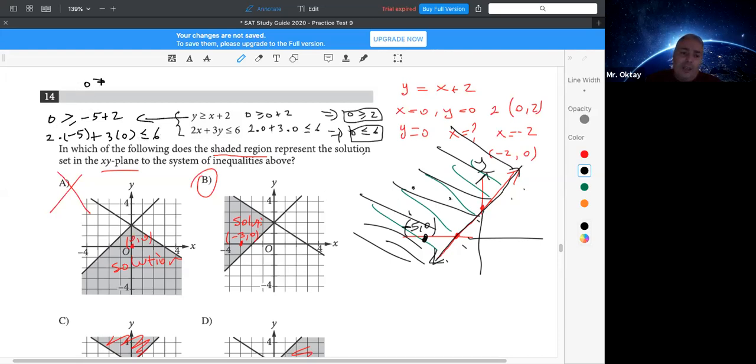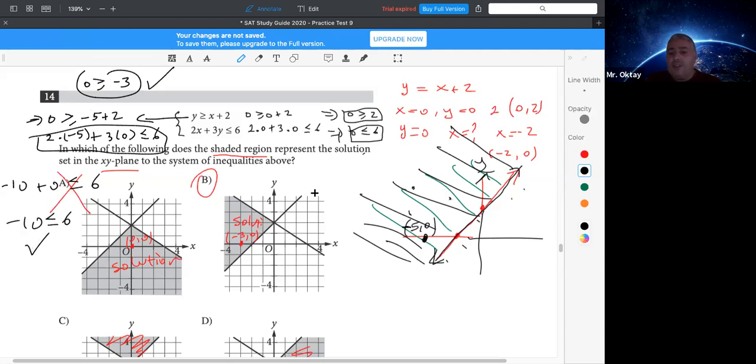So let's check it. 0 is greater than or equal to negative 3. The first inequality, yes, it is. What about the second? 2 times negative 5 is negative 10, 3 times 0 is 0. Negative 10 is less than or equal to 6. Yes, it is. You see now, this point satisfied. So all the points satisfy. But it was just for the first inequality. Now for the second inequality I have to check.